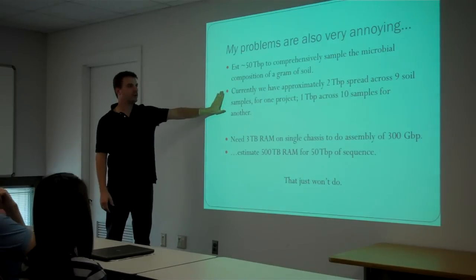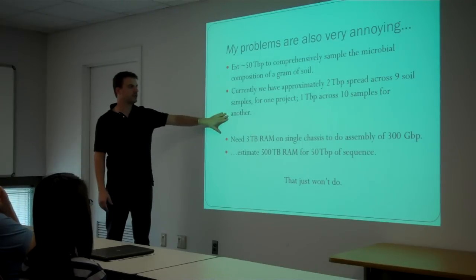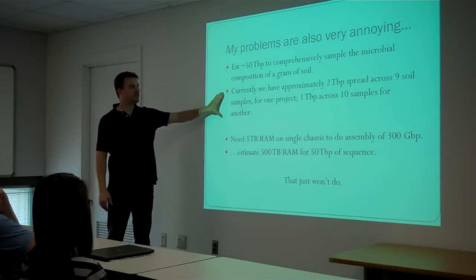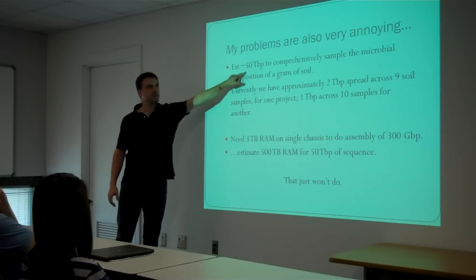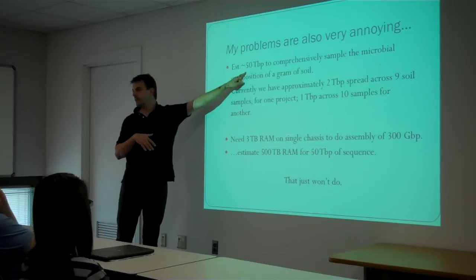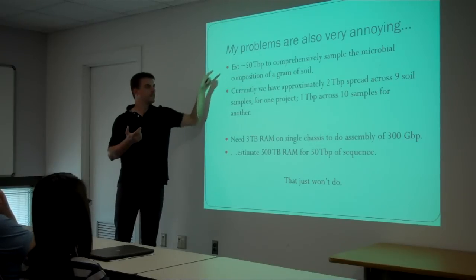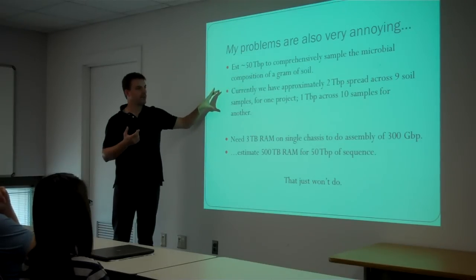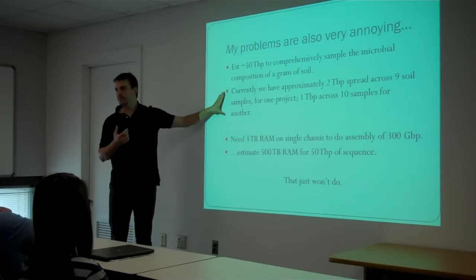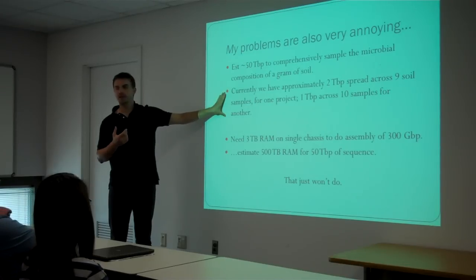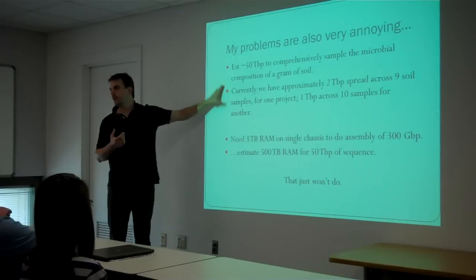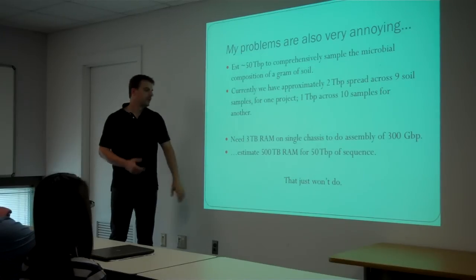So we only have currently about 2 terabases spread across 9 soil samples for one project, and another terabase across 10 samples for another. And that's for two reasons. One is it would cost about $1 million at the moment to generate this. That's going to drop down to the $10,000 range within 3 or 4 years. And so they balked at giving us more data. And the other problem was nobody on the planet can handle this much data as is, so why give us more? Right?